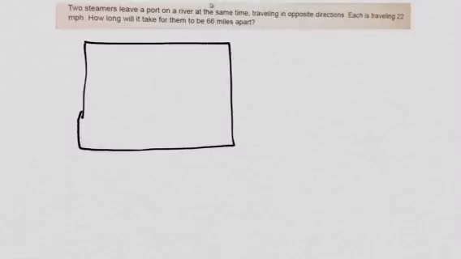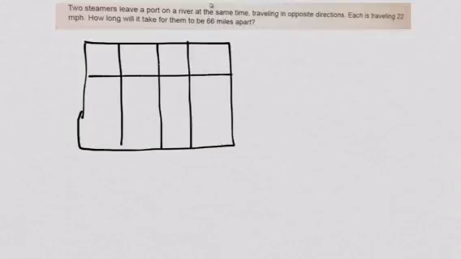Alright, this problem says 2 steamers leave a port on a river at the same time, traveling in opposite directions. Each is traveling 22 miles per hour. How long will it take for them to be 66 miles apart? Okay, again, I'm going to set up a little box to help me organize my information. We have the first steamer, the second steamer, and a total. Because it's a distance problem, we have our rate, our time, and our distance.